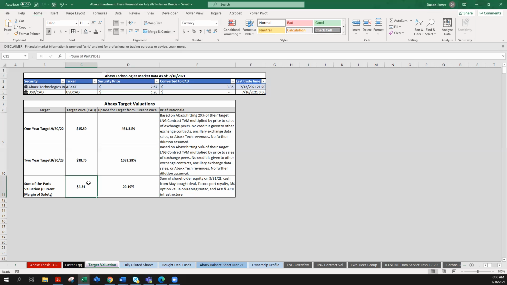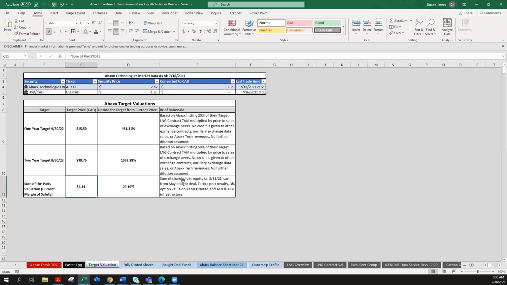And so you can see down here that I do a pretty detailed sum of the parts valuation, which I'll discuss in a little bit. And my target valuation here, so the downside potential, I think, is $4.34. That's about a 30% upside from $3.36, which is what it closed at on Thursday, July 15th.